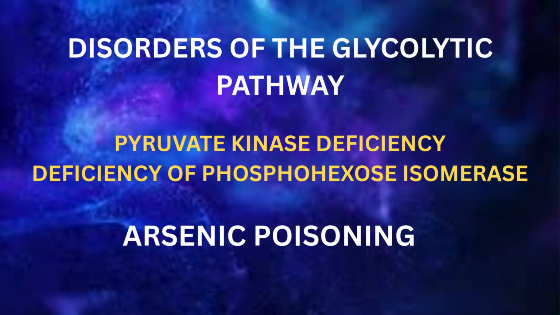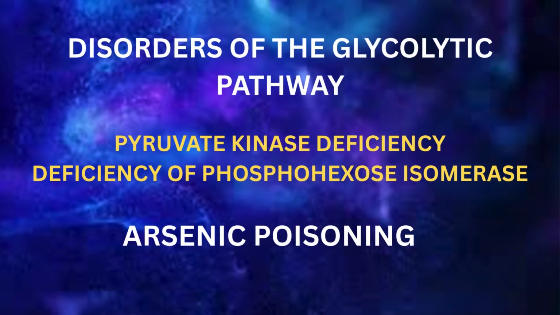Pyruvate kinase deficiency is the most common glycolytic pathway disorder. It accounts for about 95% of the glycolytic enzyme disorders, and it is autosomal recessive. Patients suffer from hemolytic anemia. Phosphohexose isomerase deficiency takes about 4% of the glycolytic enzyme deficiency disorders, while the rest of the glycolytic enzymes take about 1% altogether. Arsenic poison can affect glycolysis in this way.